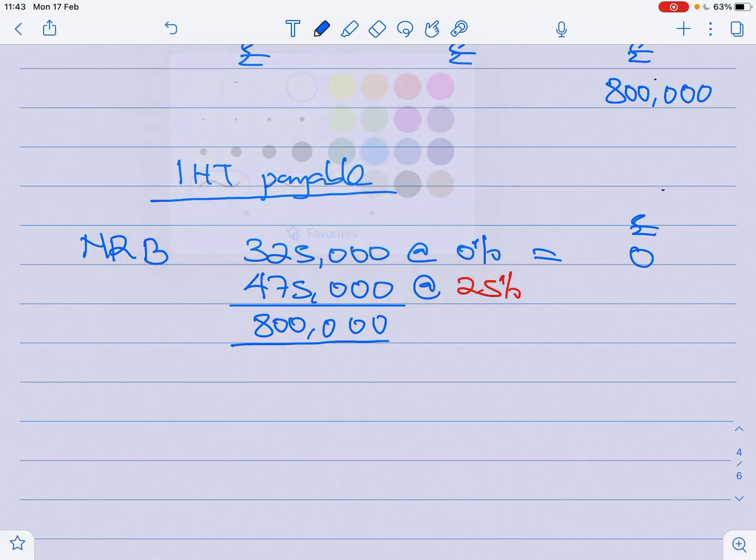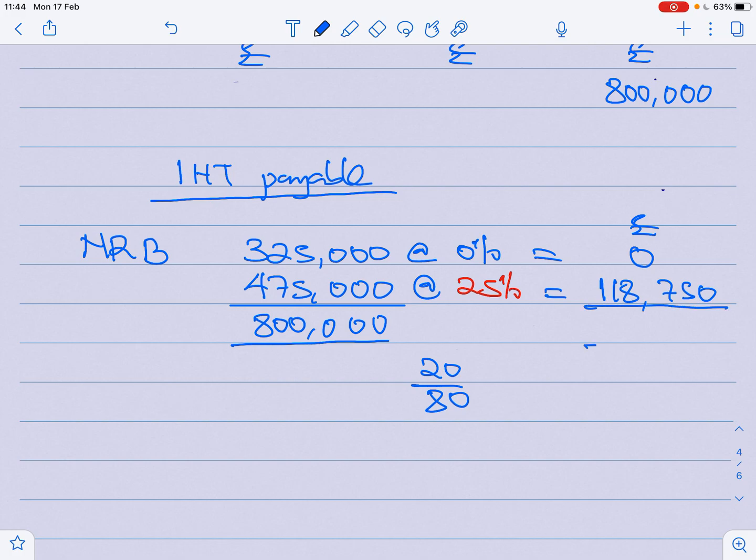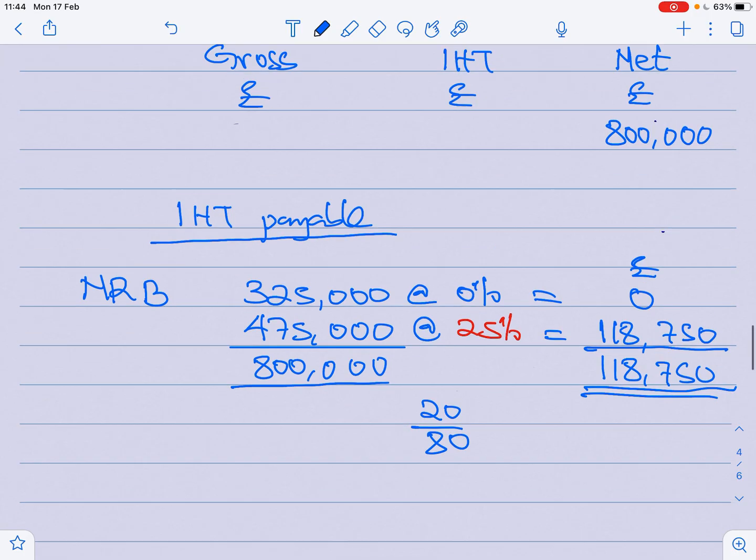Now some textbook writers might have it as 20 divided by 80, and it comes to that 25%. Okay, so we'll find 25% of that. So you say 475,000 multiplied by 0.25. So what do we have? So that is 118,750. So the amount of inheritance tax payable during lifetime is 118,750.